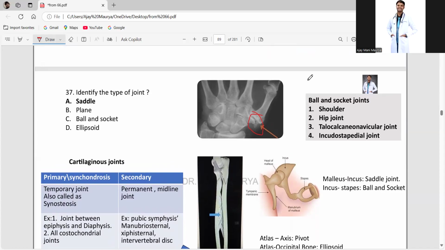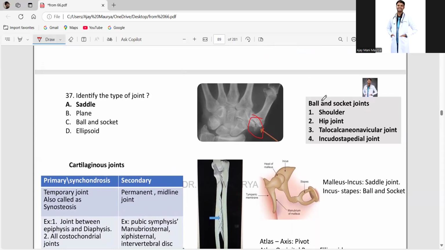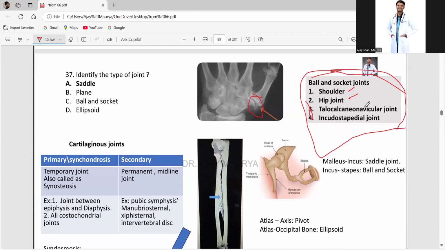Now you have to remember some important types of joints. First one is ball and socket joints. Examples: the shoulder joint and the hip, which I think everyone knows, but most don't know these two. This is the talocalcaneonavicular joint, between talus, calcaneum, and navicular, in the heel.